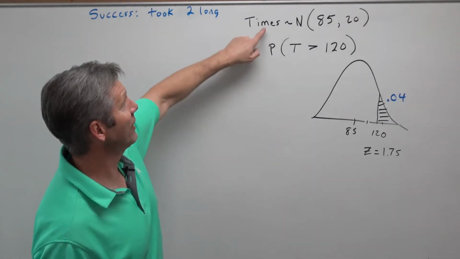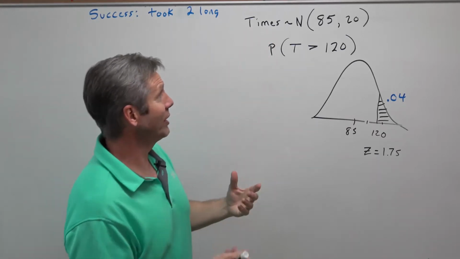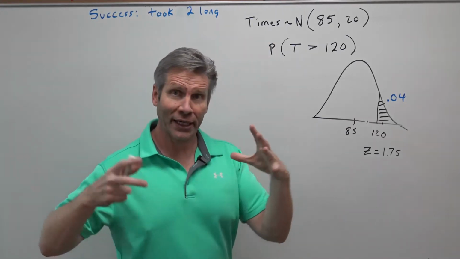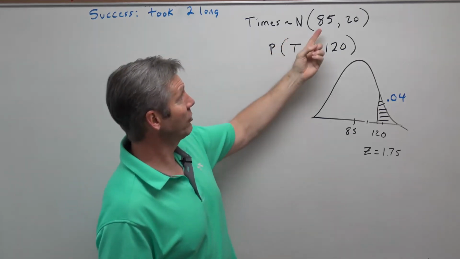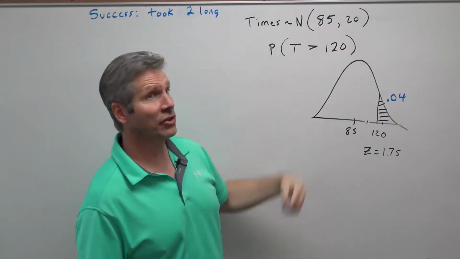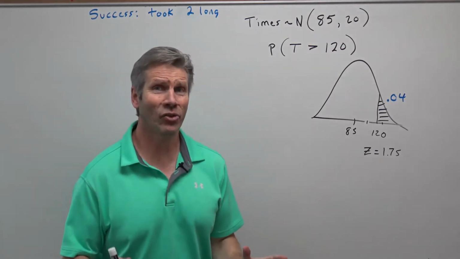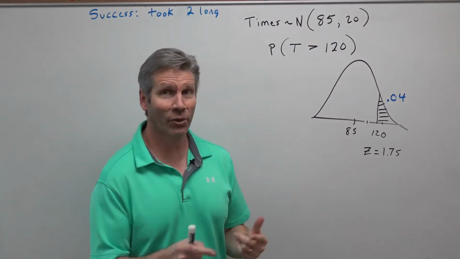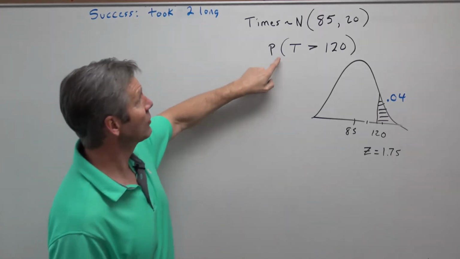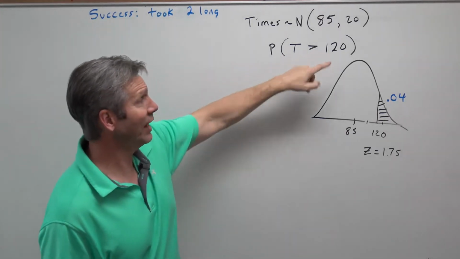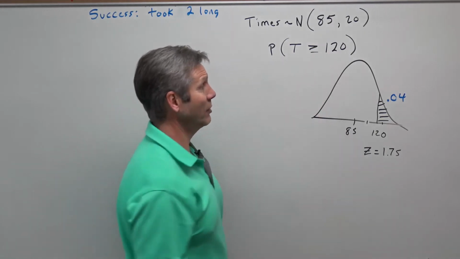But let's suppose the times it takes employees to create a large cheese pizza from start to finish are normally distributed with a mean of 85 seconds and a standard deviation of 20 seconds. Anybody that takes at least 2 minutes to make the pizza, that's no good. We can't have them on the pizza line. They're too slow. They're going to cost us money. So what is the probability that a person takes at least 2 minutes to make the pizza?